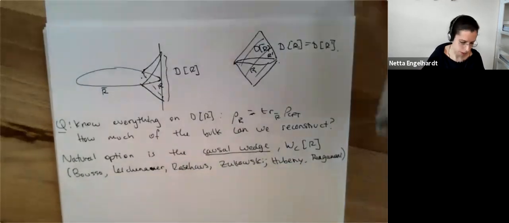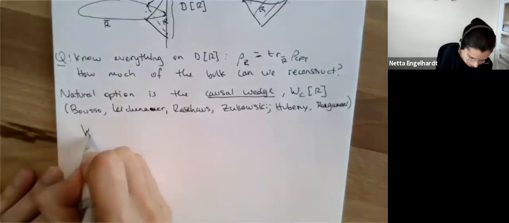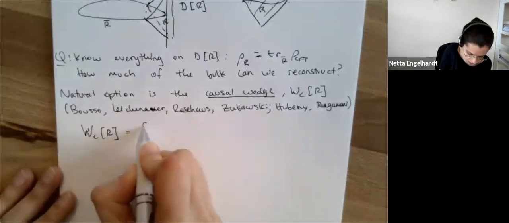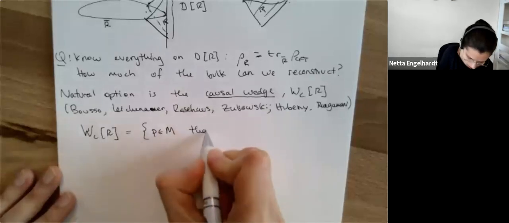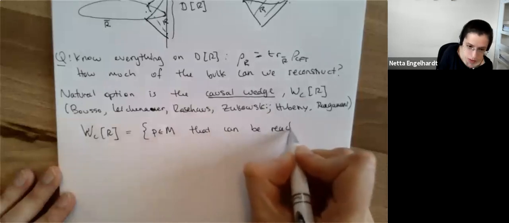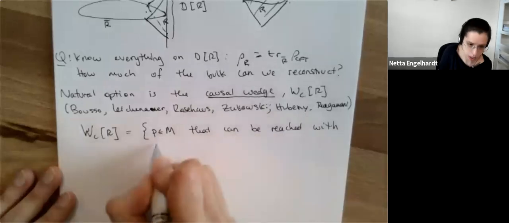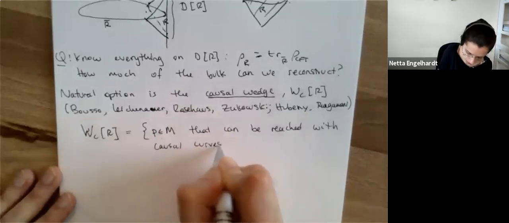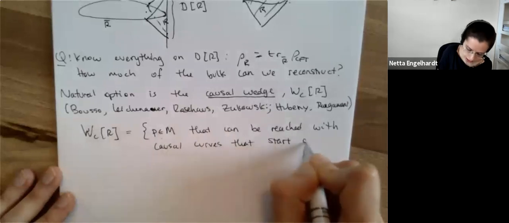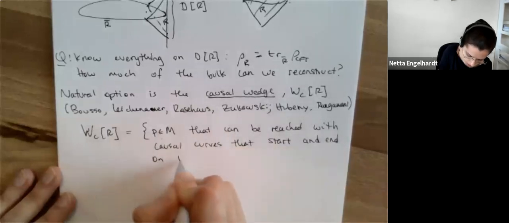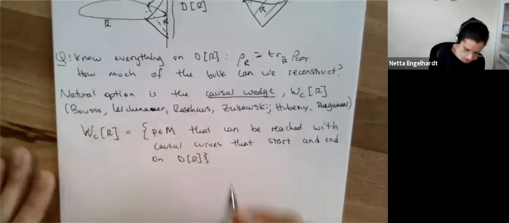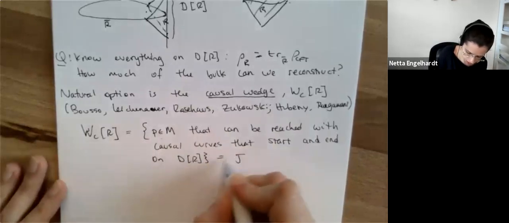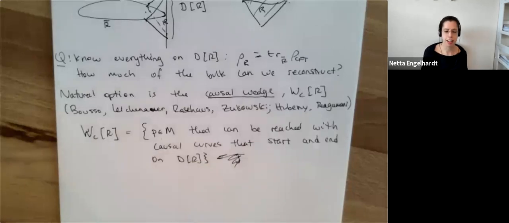Now, what is the causal wedge? How do we define this object? W_C of R is the set of points in the bulk, which I'll call M, that can be reached with causal curves that start and end on D of R. And for those relativists in the audience who prefer seeing this in symbols, this is going to be the intersection of the causal future of D of R with the causal past of D of R.